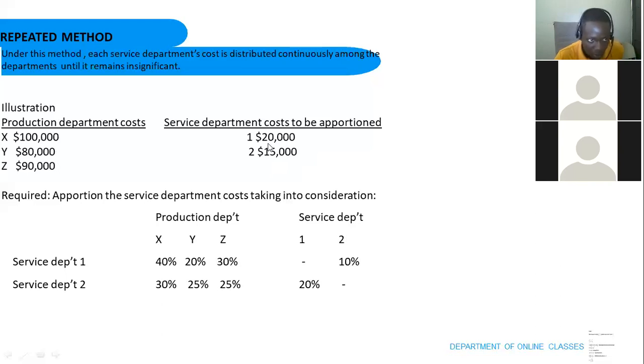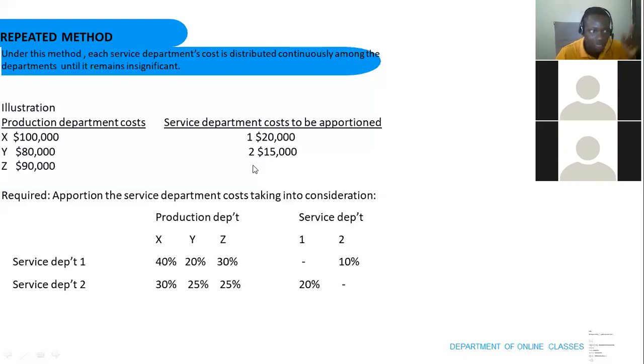Okay. So the focus is on what? The costs that have been incurred by the service departments. Here we have $20,000, which has been incurred by service department 1, and $15,000, which has been incurred by service department 2. So when it has to do with apportionment, our focus will be on these two costs. And do not forget the method we are using here.